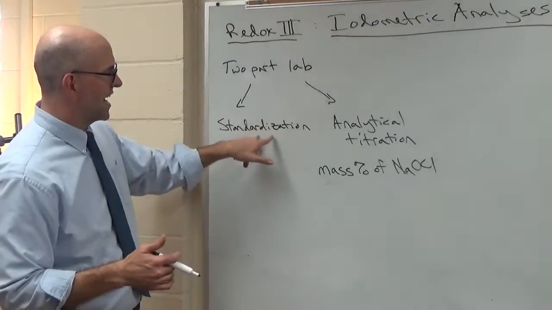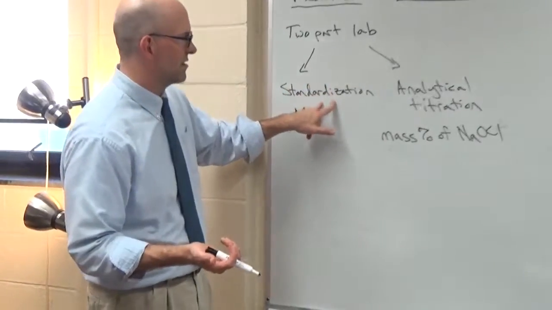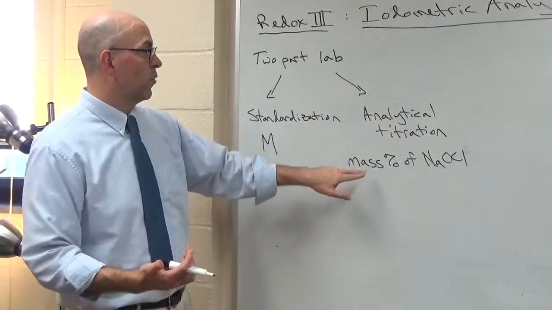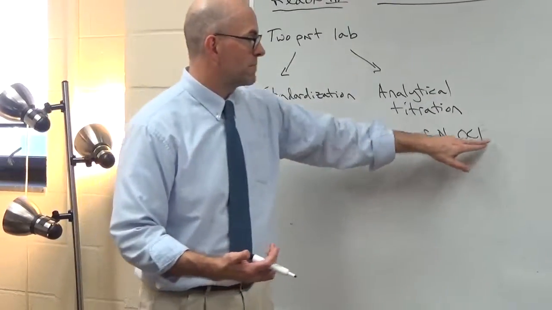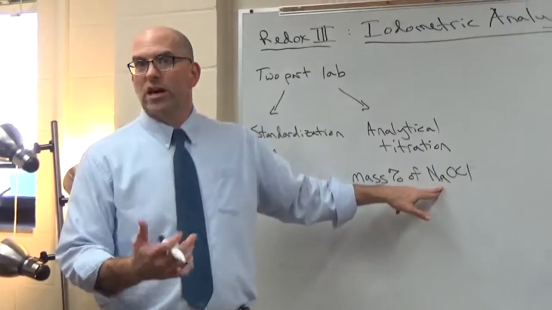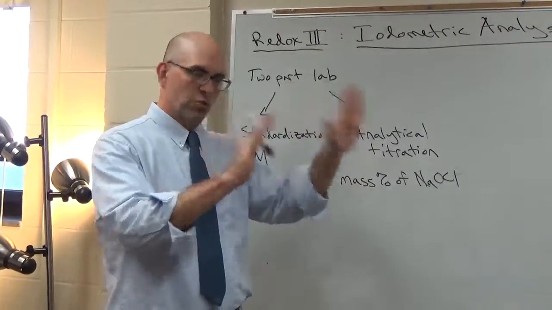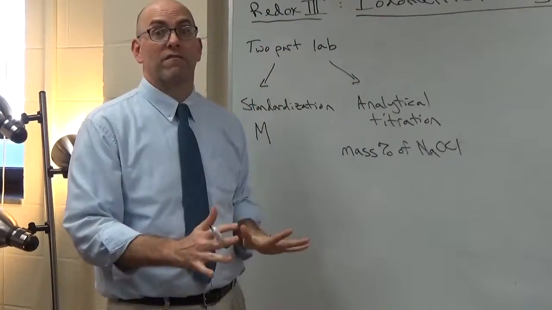So the idea is to standardize a solution in week 1, and use that solution in week 2 to actually do something useful. In this case, what we're looking for is the mass percent of sodium hypochlorite in bleach. It should be around 5%. That's typically what bleach is. So after 2 weeks of doing lab, 2 weeks of doing calculations, your final answer should be somewhere around 5%.